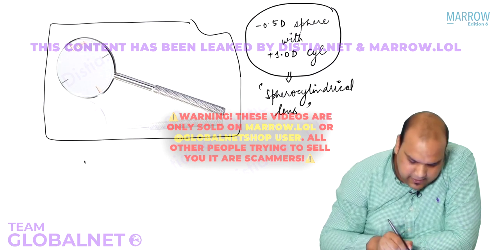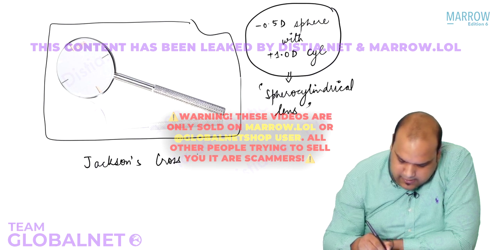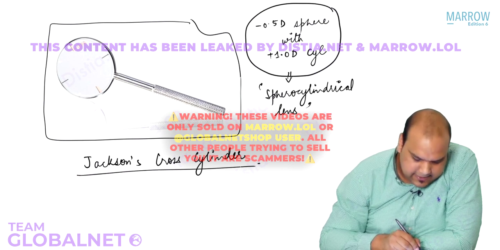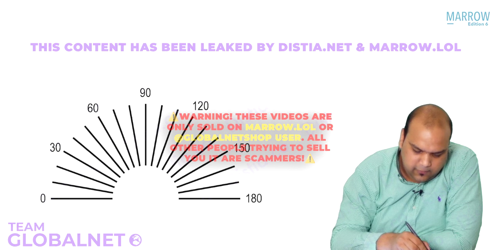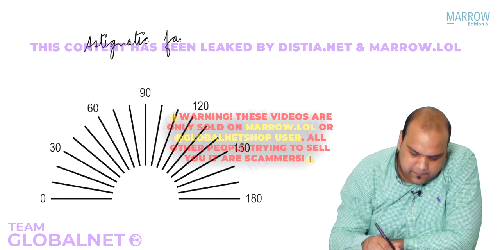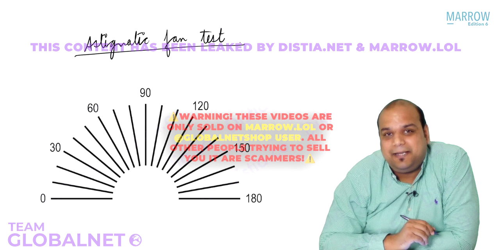The second test, everybody, I'll just write the name so that you remember this photograph: Jackson's cross cylinder. Now, the second test that we said can be used for refinement of cylinder was the astigmatic fan test. Right, guys? Astigmatic fan test.